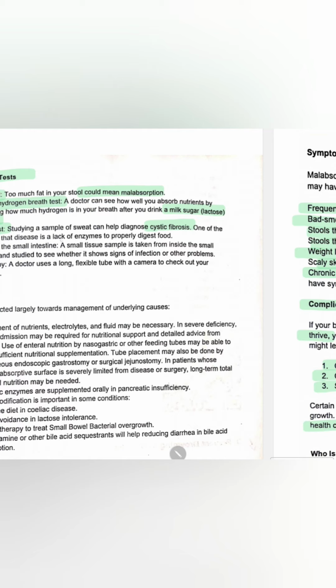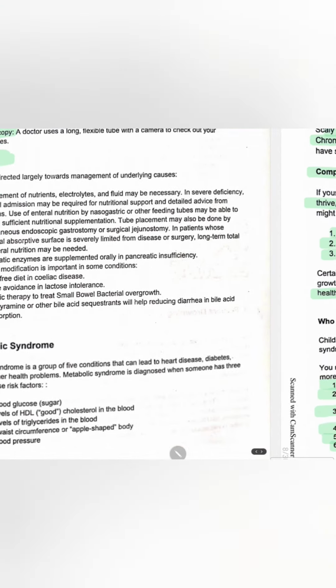One of the effects of the disease is a lack of the enzyme to properly digest the food. And the biopsy of the small intestine, it is the definitive diagnosis, and the endoscopy.